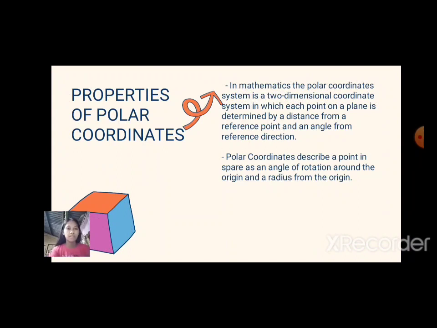properties of polar coordinates. In mathematics, the polar coordinate system is a two-dimensional coordinate system in which each point on a plane is determined by a distance from a reference point and an angle from a reference direction. Polar coordinates describe a point in a plane as an angle of rotation around the origin and the radius from the origin.